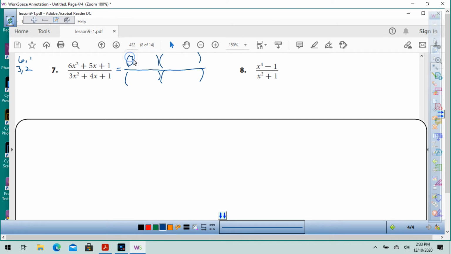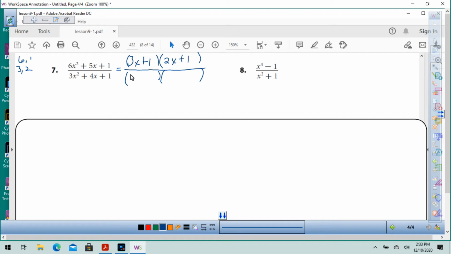So I'm going to say 3x and 2x. The factors of 1 are 1, so I'm going to say plus 1, because this is positive, that's positive. And then plus 1. So 3x times 2x would be 6x squared. And then 3x times 1, that would be 3x. 1 times 2x would be 2x. Combine those at 5x, and then 1 times 1. All right, I got it.